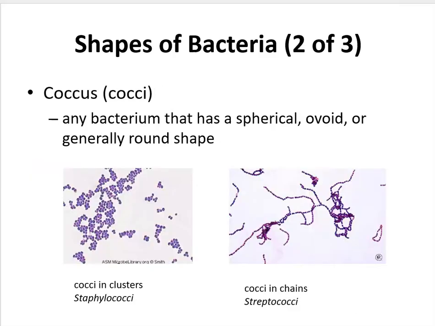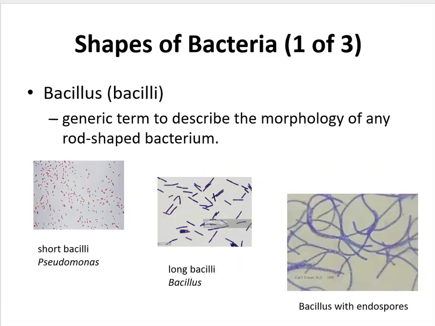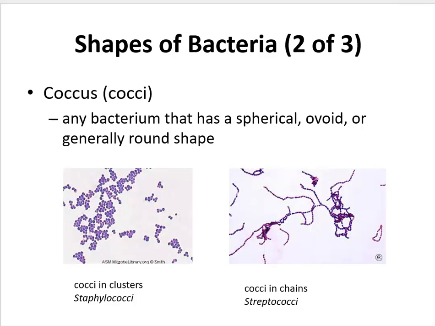All right, cocci, spherical. We talked about that, and depending upon how many planes it's dividing in, it's going to be chains or clusters. Remember, our bacilli only divide in one plane. So you're not going to cluster a bacilli. Can you see these all little separates and maybe a little chain or something like that? But you're not going to get clusters. Cocci can cluster. The Staphylococci cluster. And we'll talk about that.